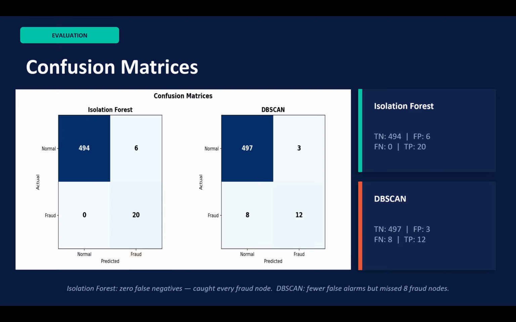DBSCAN on the right is more conservative, only 3 false alarms, so higher precision, but it missed 8 fraud nodes. It caught 12 out of the 20. But if you put them together in the ensemble, you get the best of both: 0 missed fraud and only 6 false alarms.